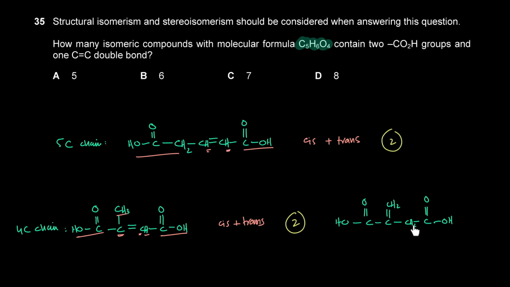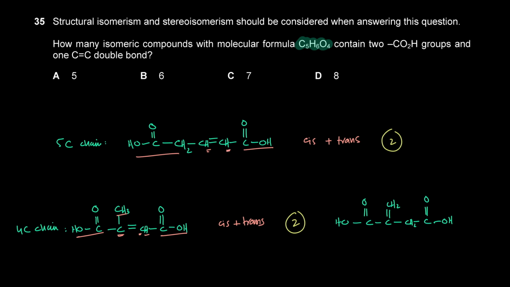Now, does this structural isomer exhibit stereoisomerism? Again, we have to consider cis-trans and optical isomerism. In the first case, we had cis-trans, but we didn't have any optical, because there's no chiral center. In the second case, again, we had cis-trans, and we didn't have any optical, because again we didn't have a chiral center. What about over here? Does this structure exhibit stereoisomerism at all?